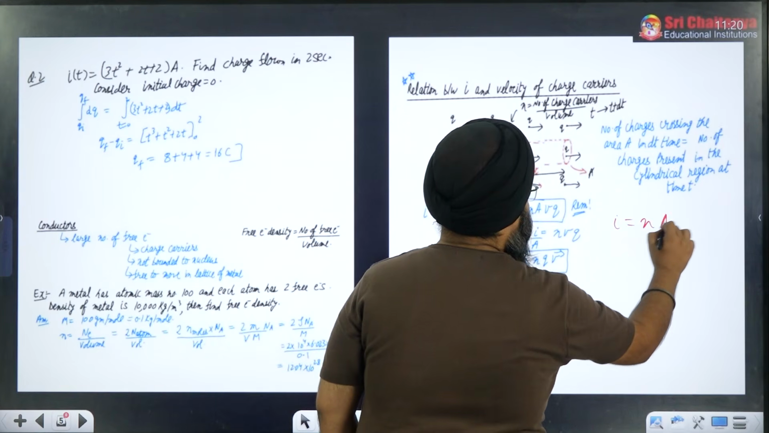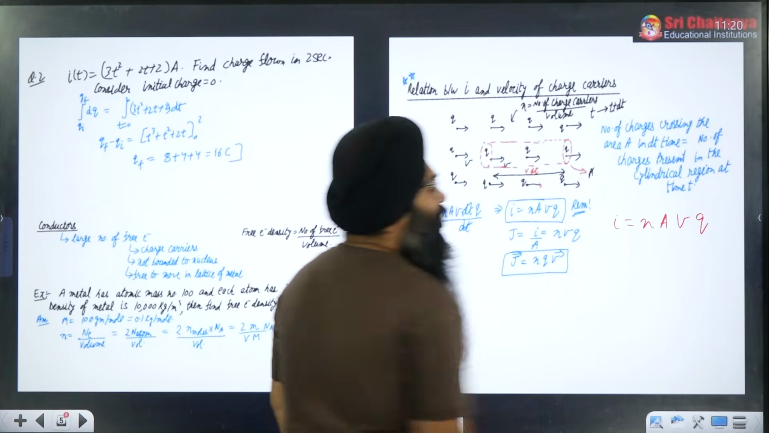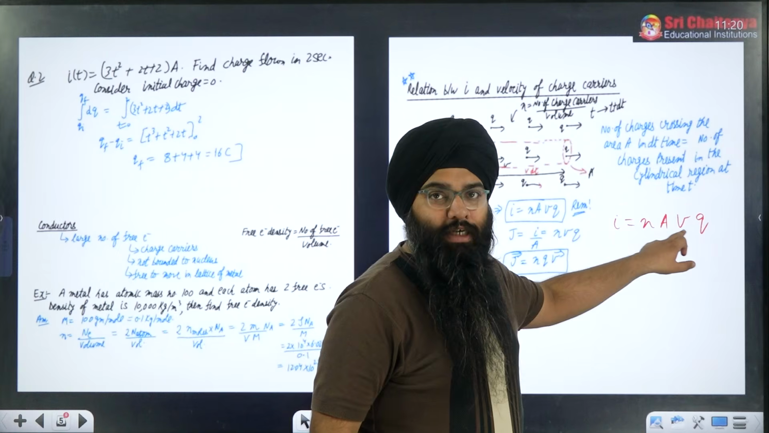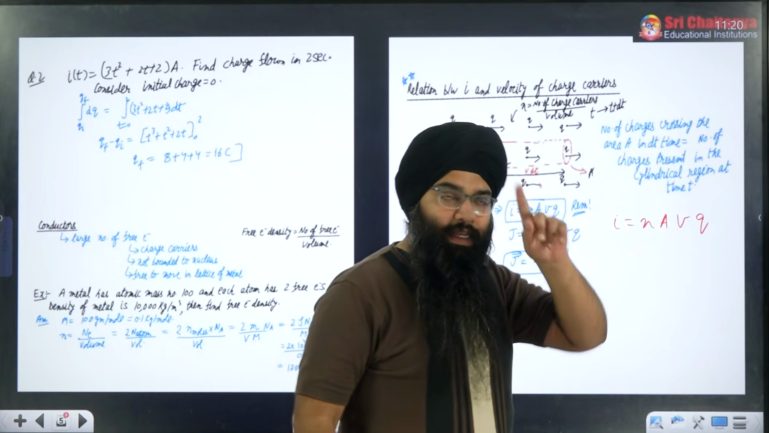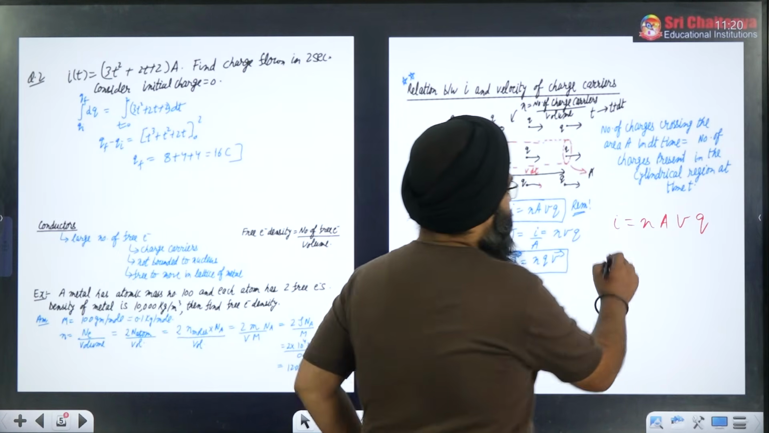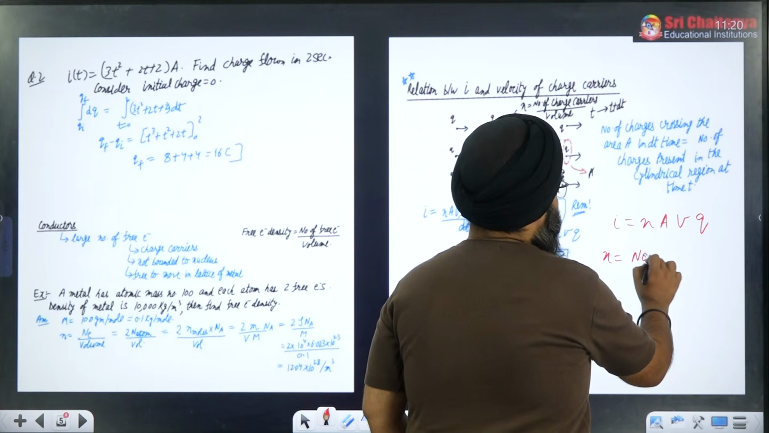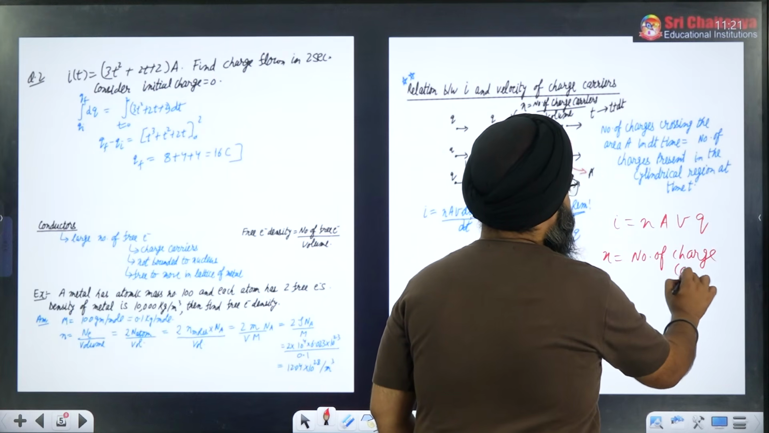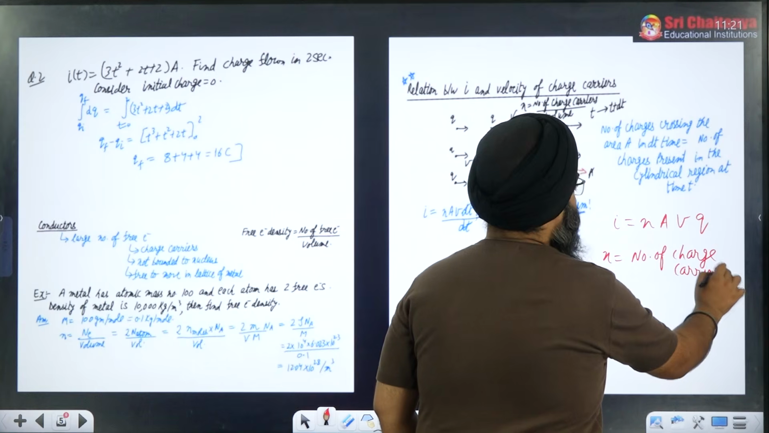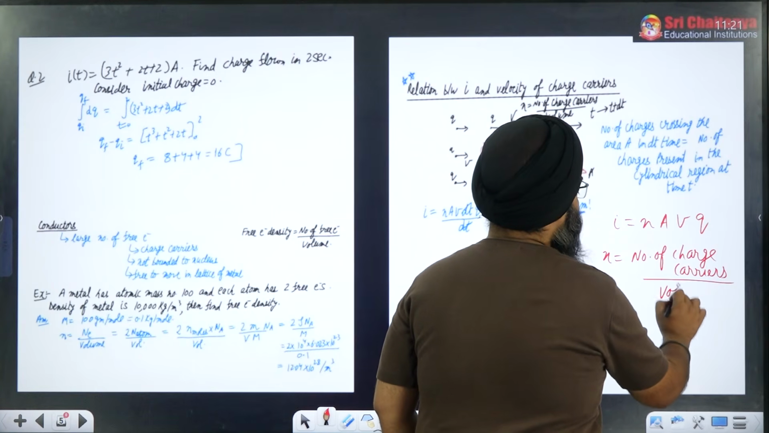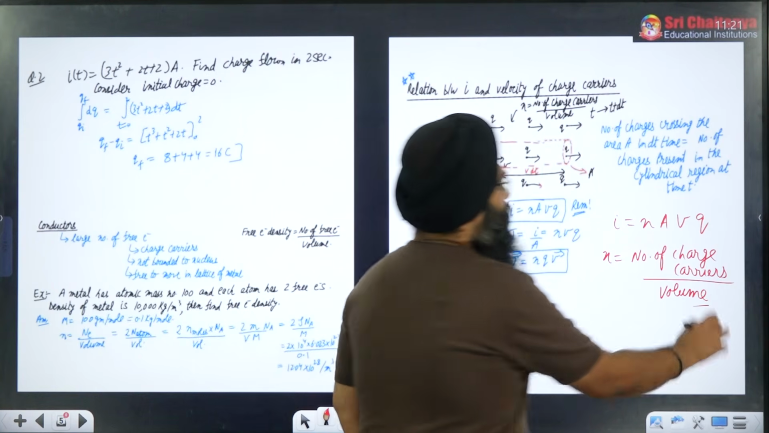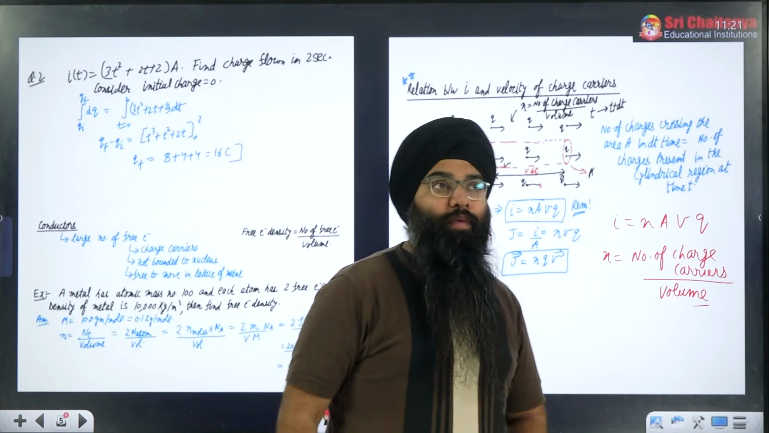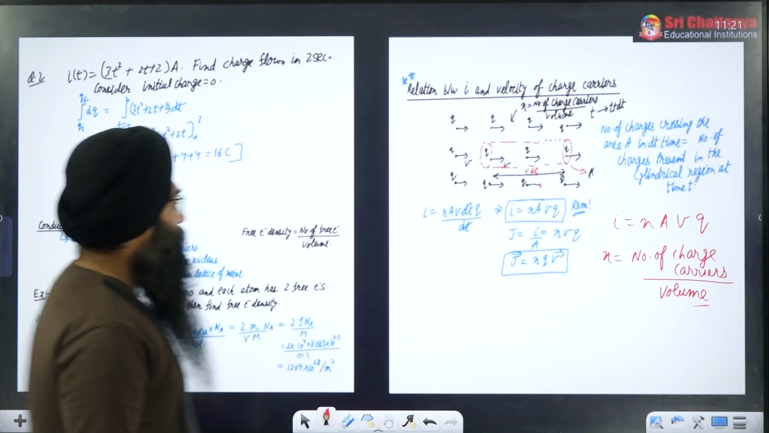That is, N into area into velocity into the magnitude of charge. Suppose Q charge is flowing, so V will be the velocity of the charge carriers, Q will be the magnitude of one single charge, and N will be the number of charge carriers per unit volume. This is called the free charge carrier density. So the number of charge carriers per unit volume gives you the value of N, and in this way the current will be NAV into Q.